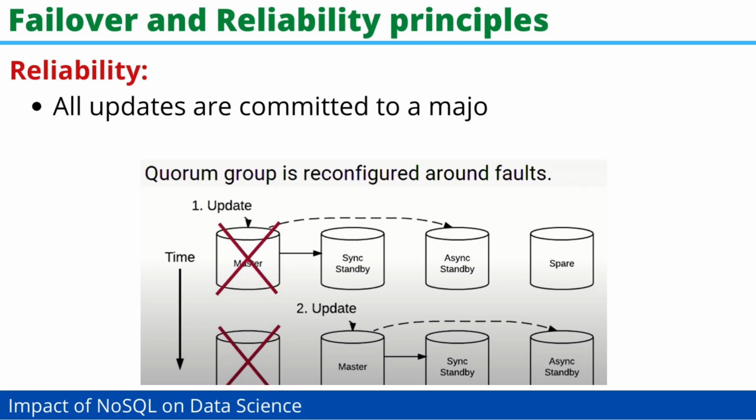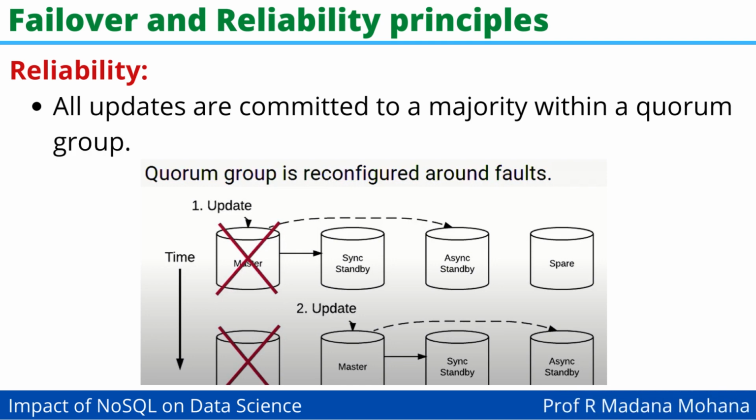All updates are committed to a majority within a quorum group. The quorum group is reconfigured around faults. Here you can see, first we have an update on the master, then a synchronous standby, an asynchronous standby, then the spare. Here it performs the update operation. In the second one, update, we have the master, synchronous standby, and asynchronous standby. So here the quorum group is reconfigured around faults. Here you can see time is increasing from top to bottom.